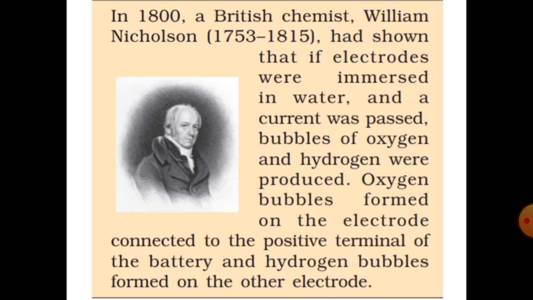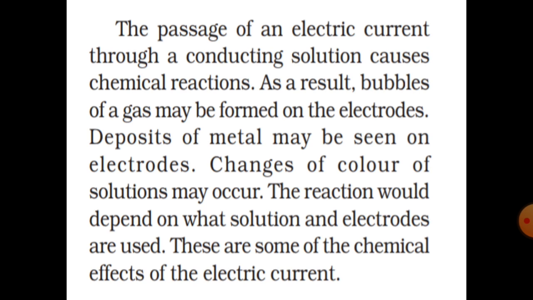Oxygen bubbles formed on the electrode connected to the positive terminal of the battery and hydrogen bubbles formed on the other end. मतलब पॉजिटिव होता है वहाँ पे ऑक्सीजन बबल होते हैं और नेगेटिव होता है वहाँ हाइड्रोजन बबल होते हैं. The passage of an electric current through a conducting solution causes chemical reactions. As a result, bubbles of a gas may be formed on the electrodes. Deposits of metal may be seen on electrodes. Changes of color of solutions may occur. The reaction would depend on what solution and electrodes are used. These are some of the chemical effects of the electric current.